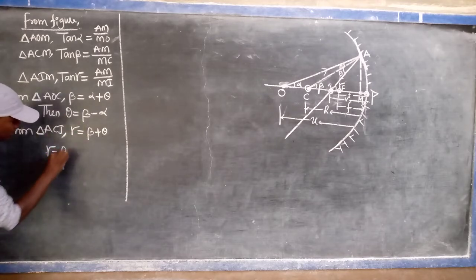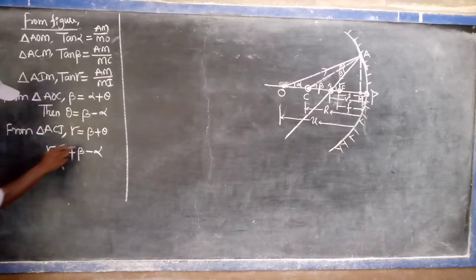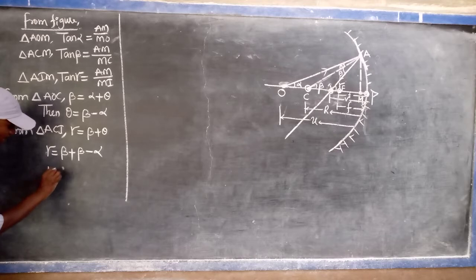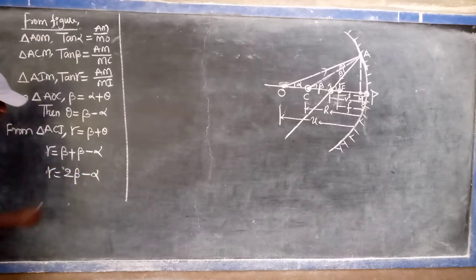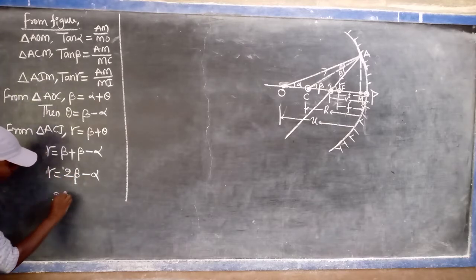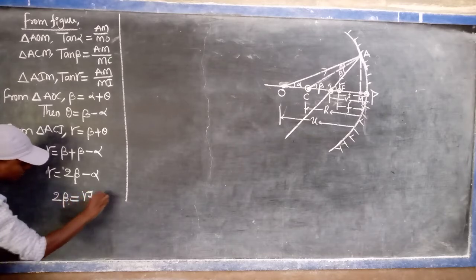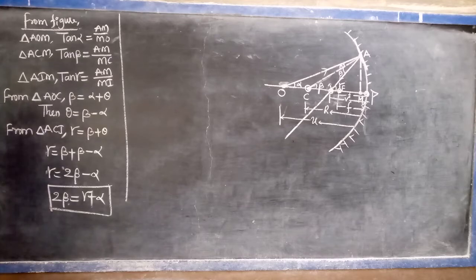Then gamma is equal to beta plus beta minus alpha. Beta plus beta, 2 beta. Then gamma is equal to 2 beta minus alpha. But minus alpha transferred to this side becomes plus. That's right. So 2 beta is equal to gamma plus alpha. This one is there.